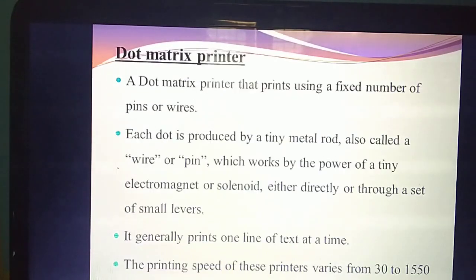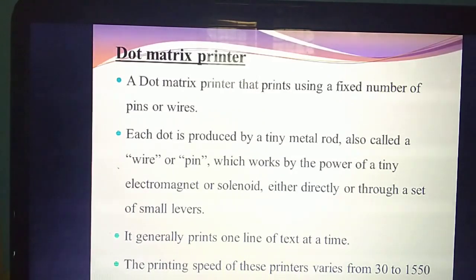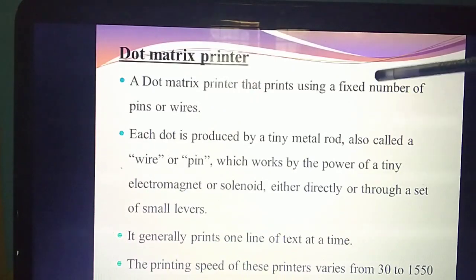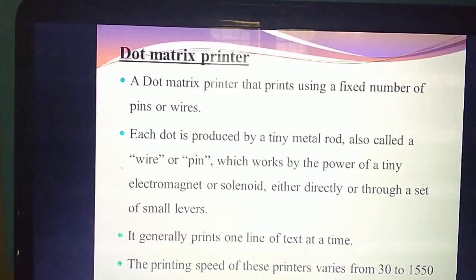Understand? Yes. The first one is the dot matrix printer. The name itself has dot matrix, so it will produce the output by using dots. Here it will print using a fixed number of pins or wires. We call them fixed dots. This dot matrix printer contains a fixed number of pins or wires.